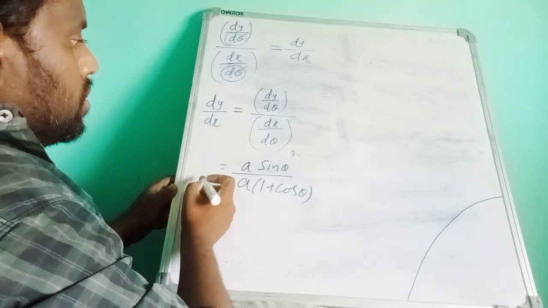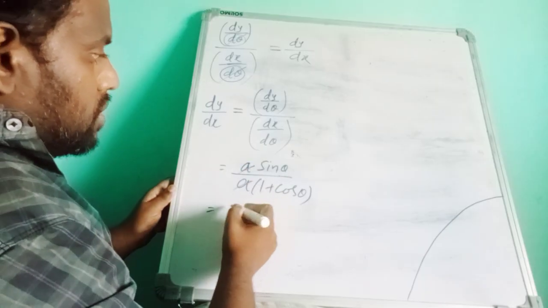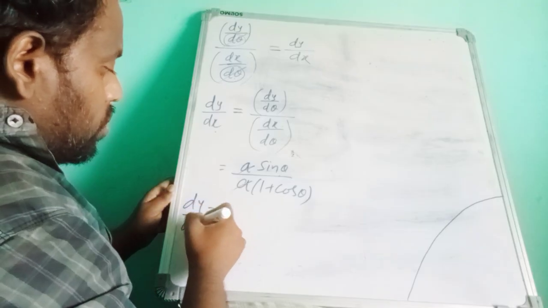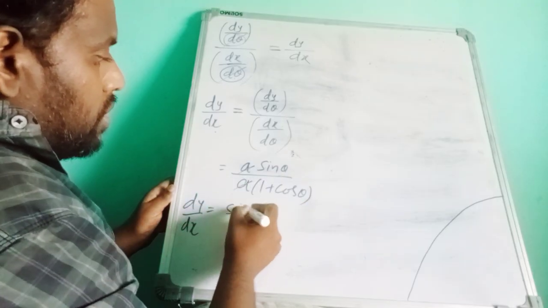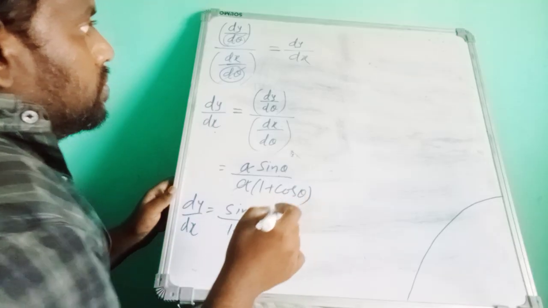Okay, so now see, a cancels out. What is left? This dy by dx I will write once again, is equal to sin theta over 1 plus cos theta.